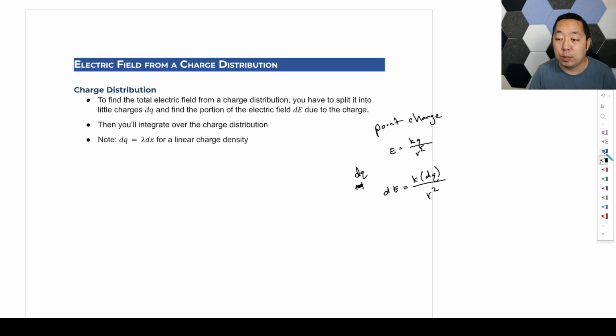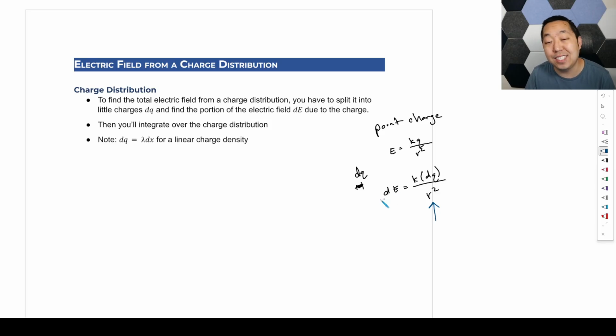Now, here's the tricky part. k is a constant. r may be a constant, or it may vary, depending on the distribution. It may depend on the dq. Maybe the dq and the r are dependent on each other in some way. But we have to get all of this in terms of one variable so we can do the integral.